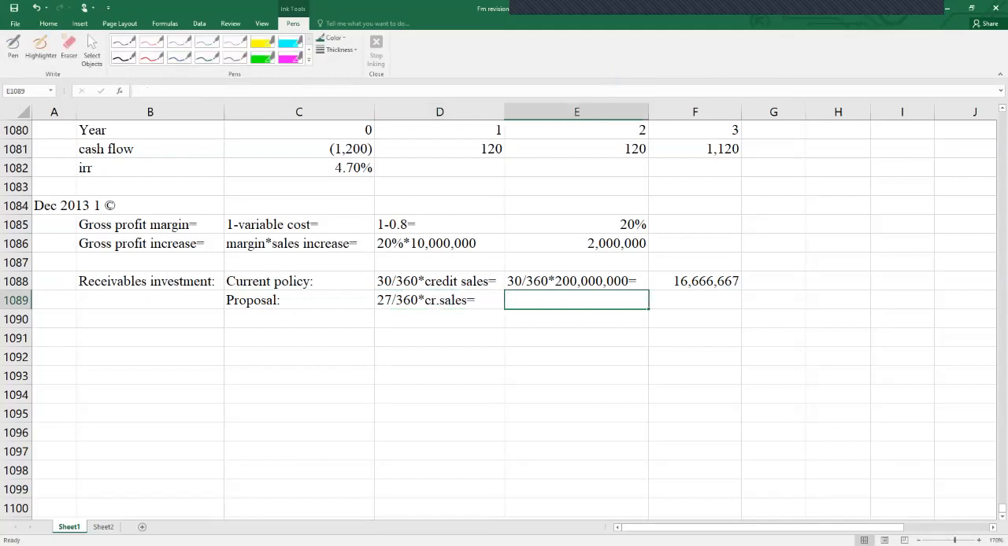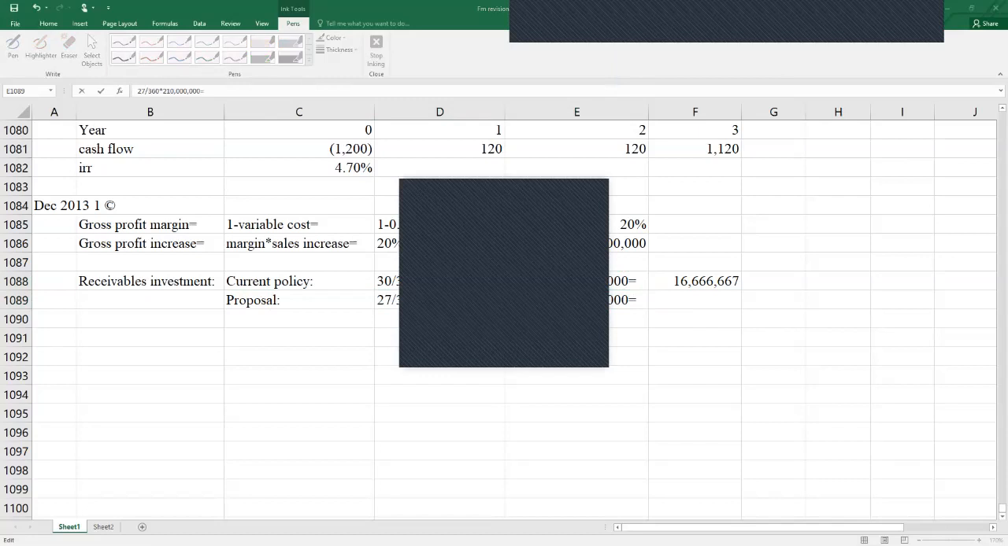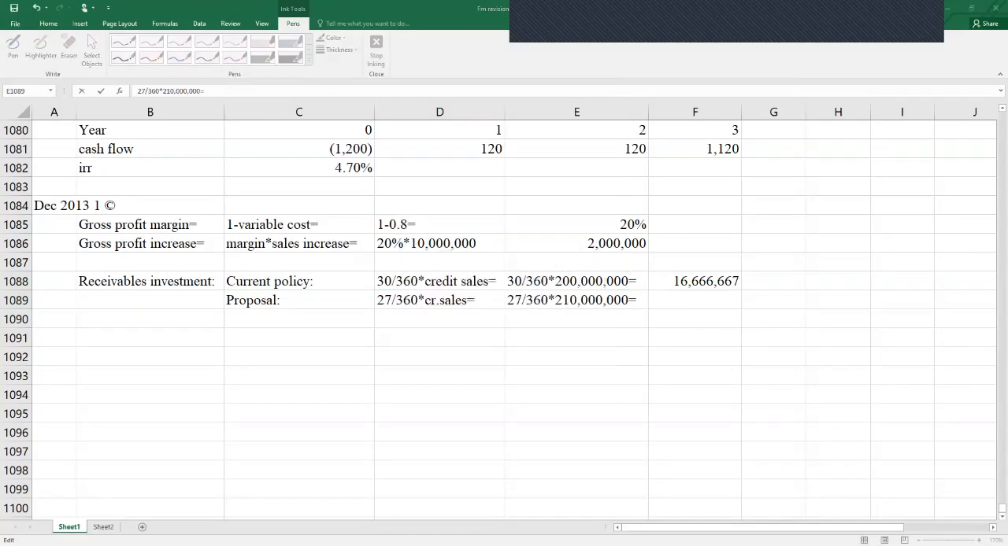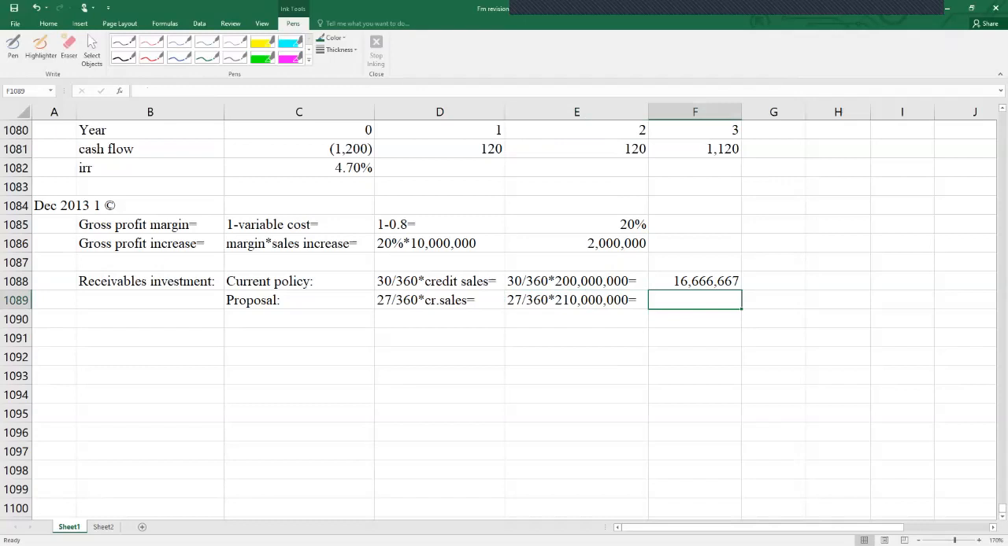Anyway, so this is going to be equal to 27 days. The sales is increasing by 10 million, so this will be 210. It's giving us how much? 15,750,000. Don't forget, this is increasing by 10 million, so it is increasing from 200 to 210,000. So let's confirm the answer. We get 15,750,000 to be the company investment towards the account receivable once they implement the proposal.